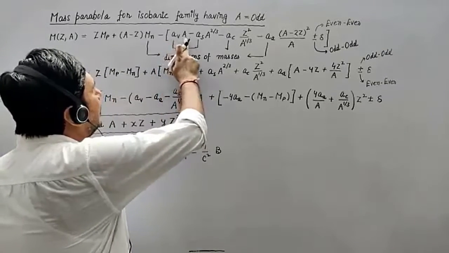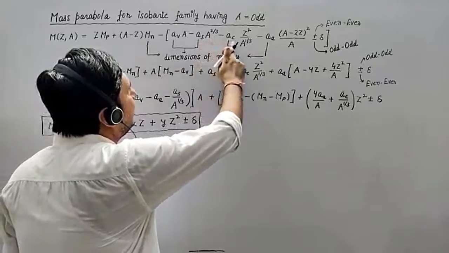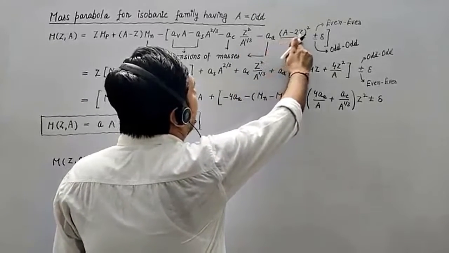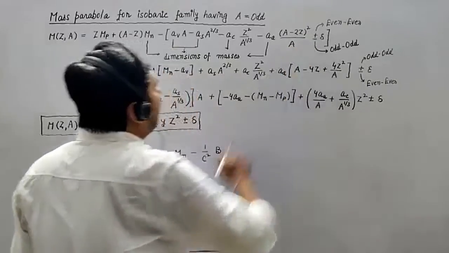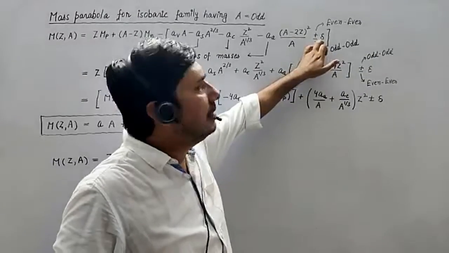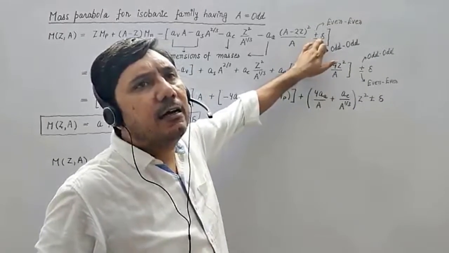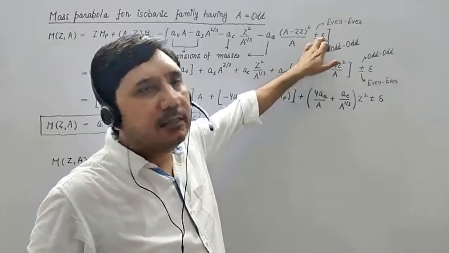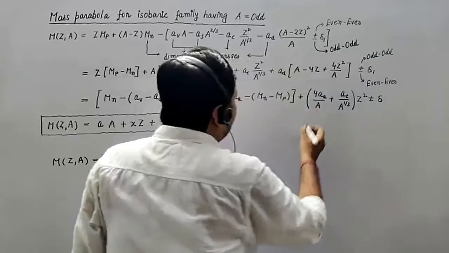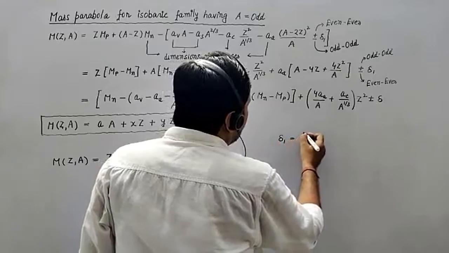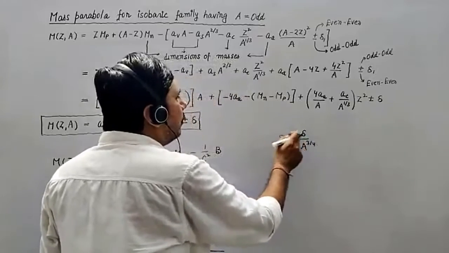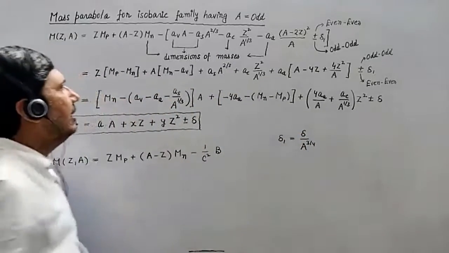The binding energy B is a_V A minus a_S A to the power 2/3 minus a_C Z square upon A to the power 1/3 minus a_A (A minus 2Z) whole square upon A, plus or minus delta. Here this is also a function of A, but simply for simplicity I have written it as delta. Here this delta is equal to delta upon A to the power 3/4, so you can write it as delta 1. So for simplicity, in place of writing this complete expression, I am just writing delta 1 here.